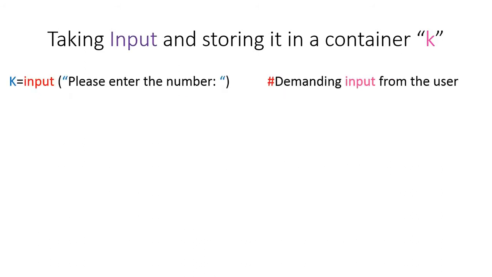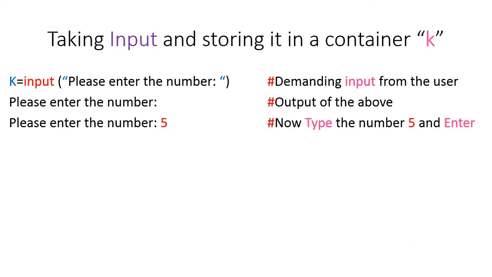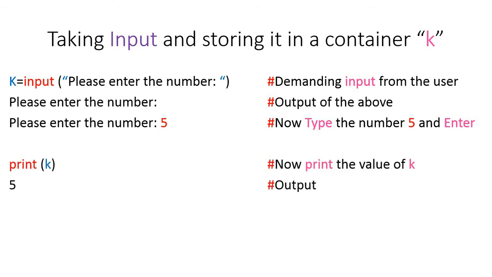Another way is the input command can also function as a print command. Whatever you type inside the input command, it will print on the screen and will demand the input as well. For example, you have typed here, please enter the number. So this will be printed on the screen, as well as it will demand the input value from the user. The output will be like this, and then the thing you want to store in K, you will have to type it here. So you typed 5 here, and this 5 will then be stored in the K variable. Print K, the 5 will be printed out on the screen.